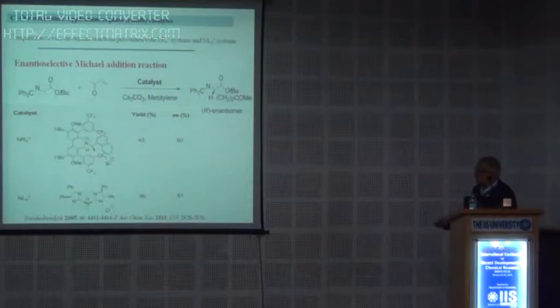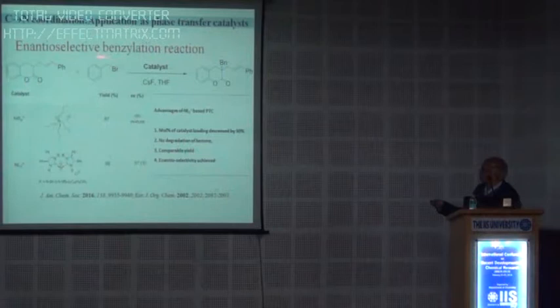Similarly, in the case of this example, enantioselective benzylation reaction, it was found that NR4 type of phase transfer catalyst produced 87% yield, but the product was a racemic mixture, whereas NL2 type of catalyst produced 88% yield and 97% of enantiomeric excess.